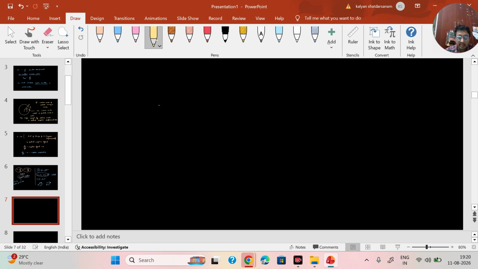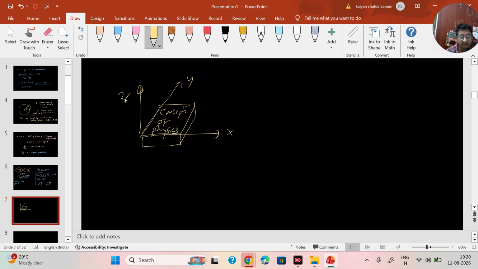Suppose I have a book on the table like this. Okay, this is a book. Let us say it says Concepts of Physics. The book name is Concepts of Physics. Author is somebody. Now, suppose I take this as y-axis, this as x-axis, and this as z-axis. So the book is lying in the xy plane and the z-axis is perpendicular to the book.